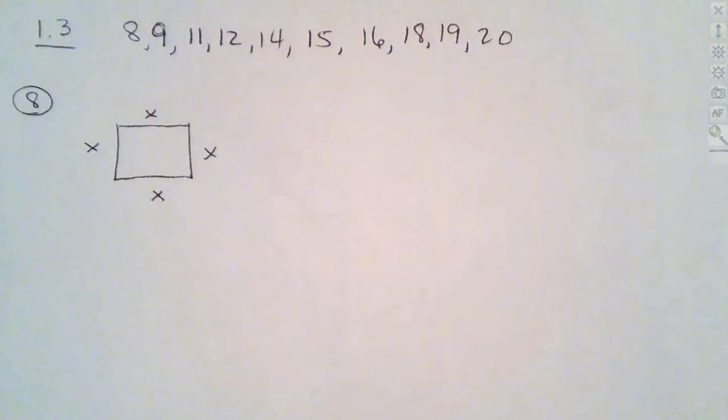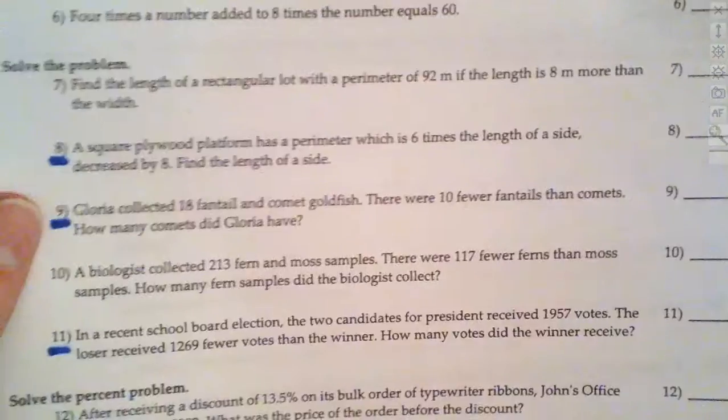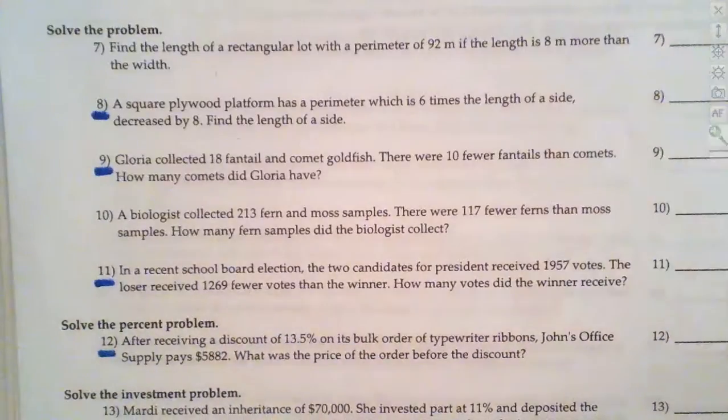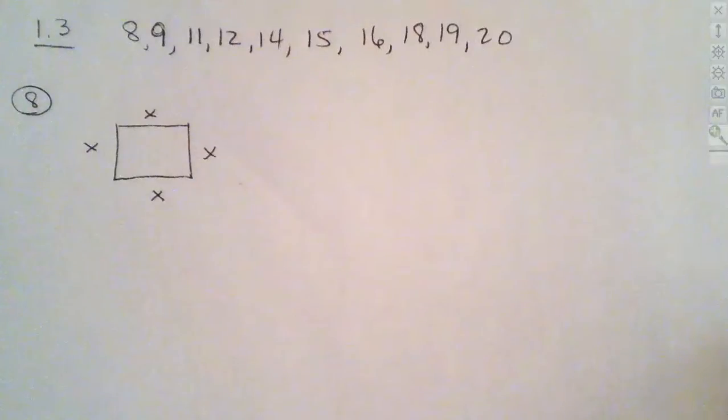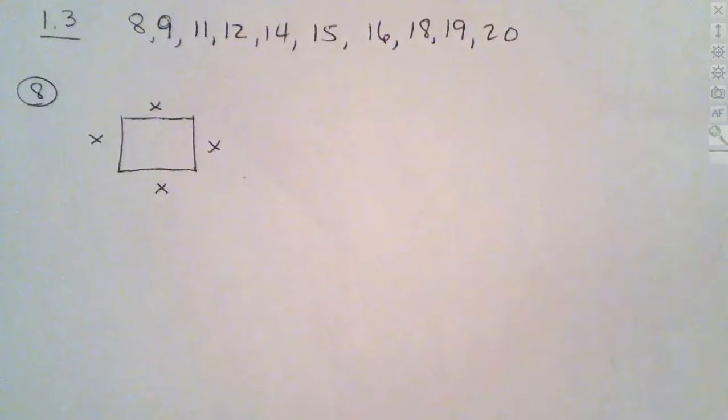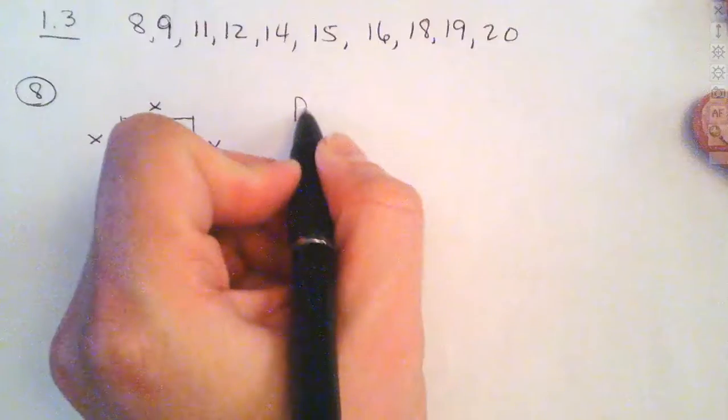And I've already drawn the diagram out for question 8, but let's go ahead and read question 8. So question 8, we have a square plywood platform, and this plywood platform has a perimeter, which is 6 times the length of a side, decreased by 8. We need a square, and since we have a square, we know then that all the sides are going to be the same. So we're going to call all the sides x here. Now the perimeter is the sum of all the sides.